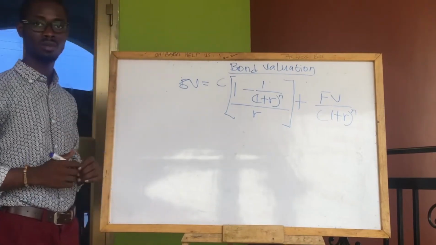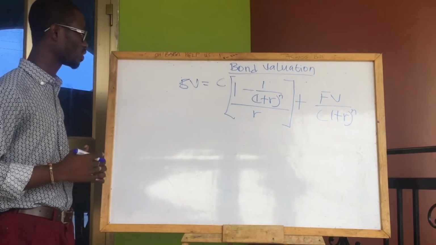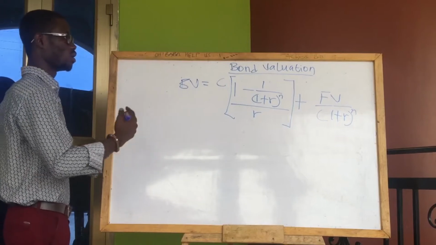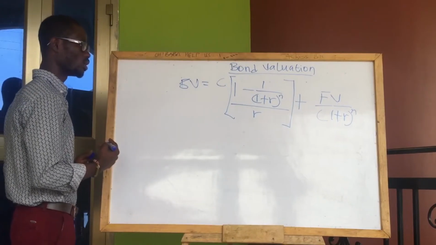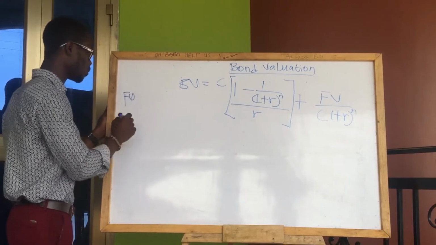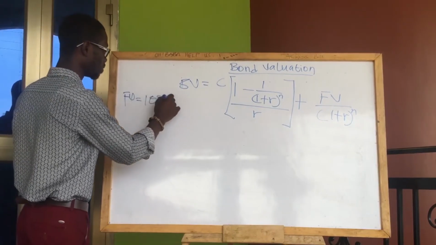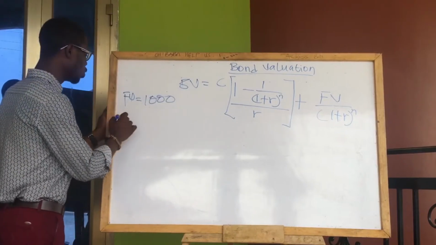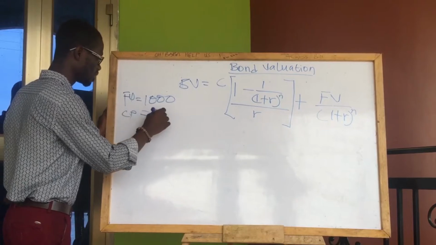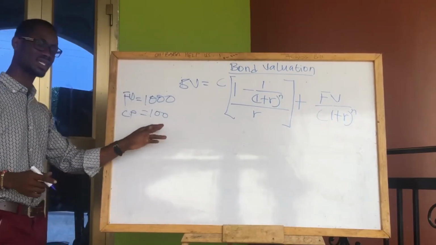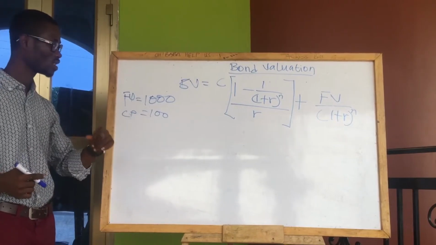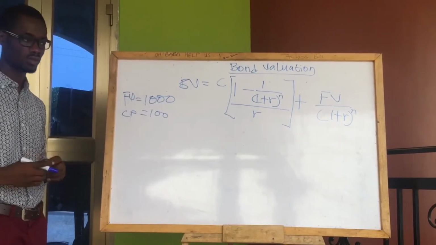Now, let's take a question. I think the question will make it simpler for you. The face value of a bond is 1,000 Ghana cedis. The coupon payment is 100 cedis. So if I say coupon payment is 100 cedis, it tells you that the coupon rate is 10% of the face value.